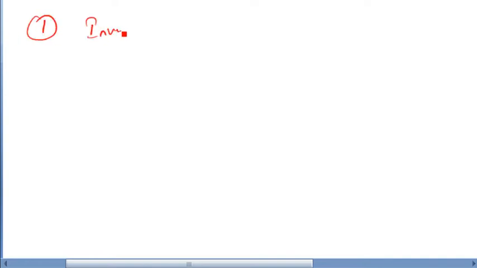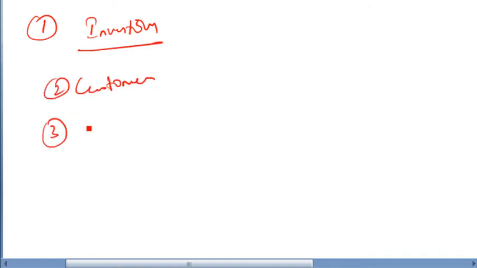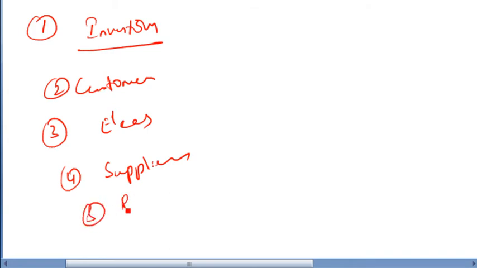You will have investors, then customers, then employees, then suppliers, and of course, last but not least, regulators. Now let's start with investors. We are trying to understand the major stakeholders of the organization and what they might typically want from us. Typically means in general.